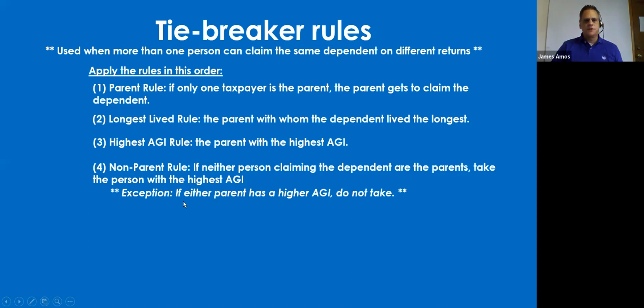Now there's an exception. If either parent has a higher AGI, do not take. What are we talking about? Well, if neither person claiming the dependent is the parent, but the parent is filing a return and has a higher AGI than the people claiming Johnny, you're not allowed to. Why do you think the IRS would stop them from doing that? Just think, why do you think they made that rule?